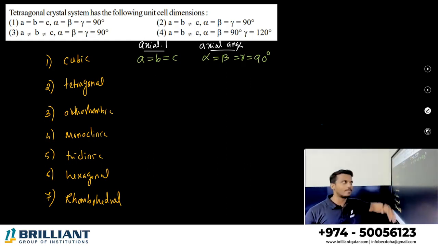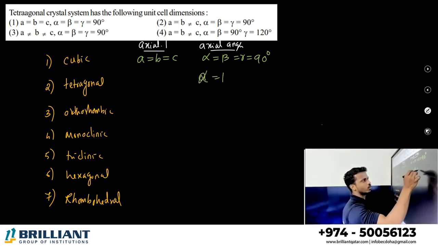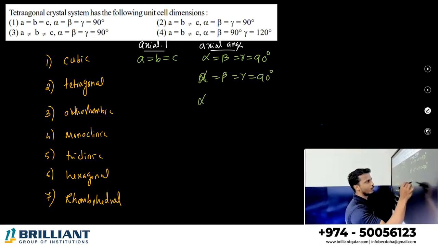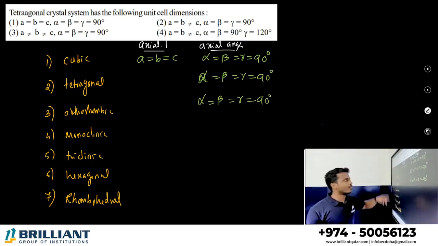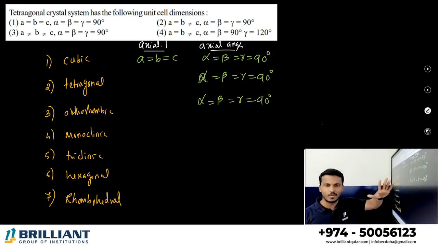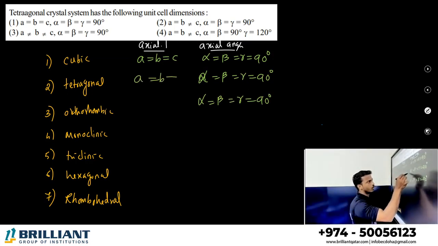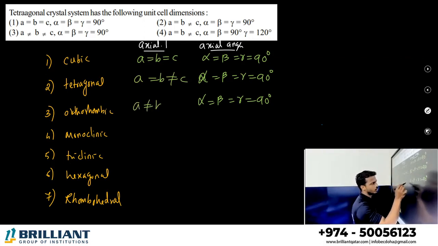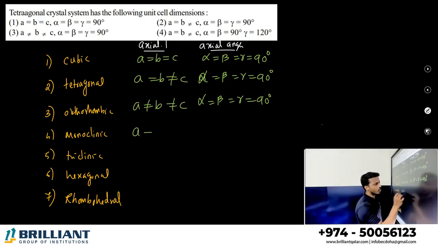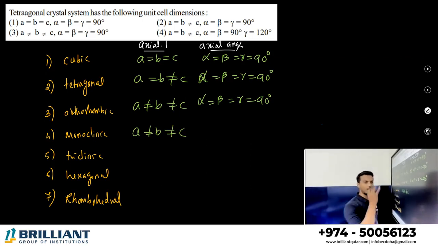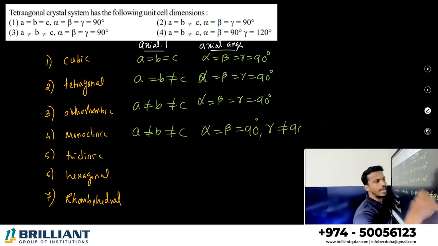For the first three system, the axial angles are common, which means alpha equal to beta equal to gamma equal to 90 degree. Then what about axial length? For the first system, I made all of them equal. Next system, make it one by one unequal. Here A equal to B, not equal to C. Here all are not equal to the length. This is the one. In coming to monoclinic, this same thing you repeat like the previous. Only this time you keep in mind. Here alpha equal to beta equal to 90 degree, but gamma not equal to 90 degree.